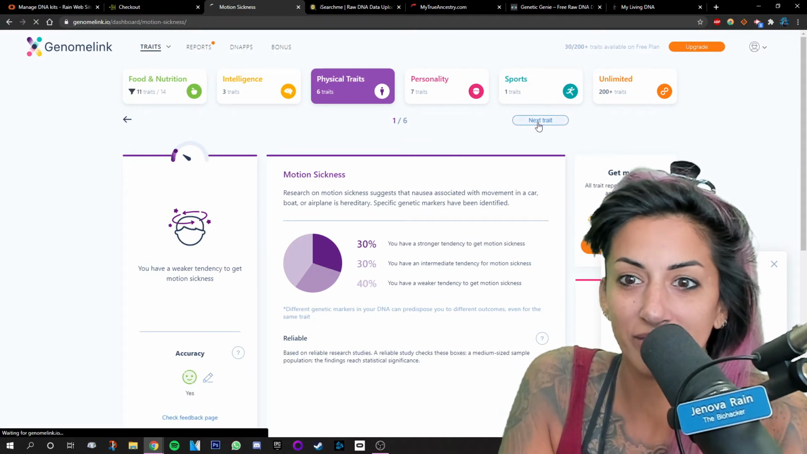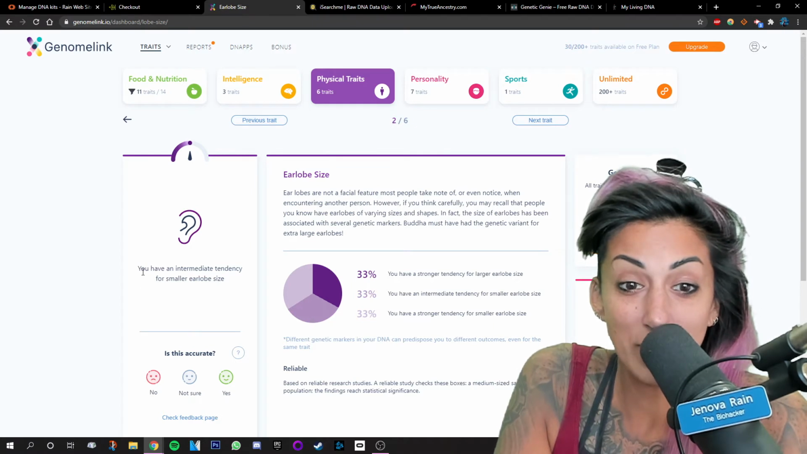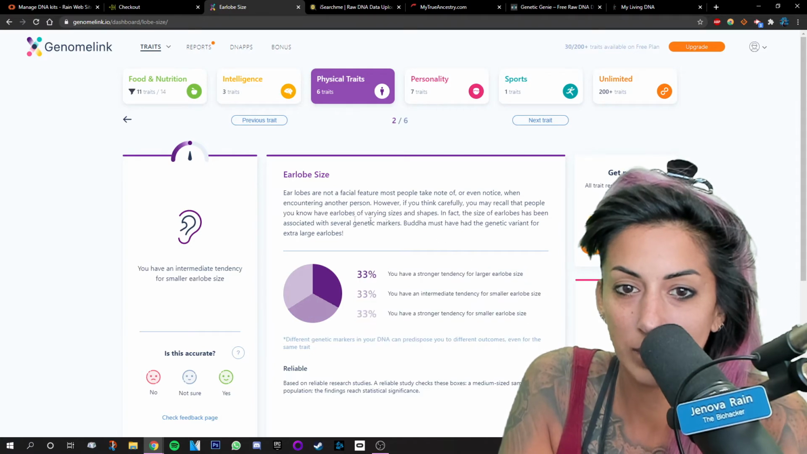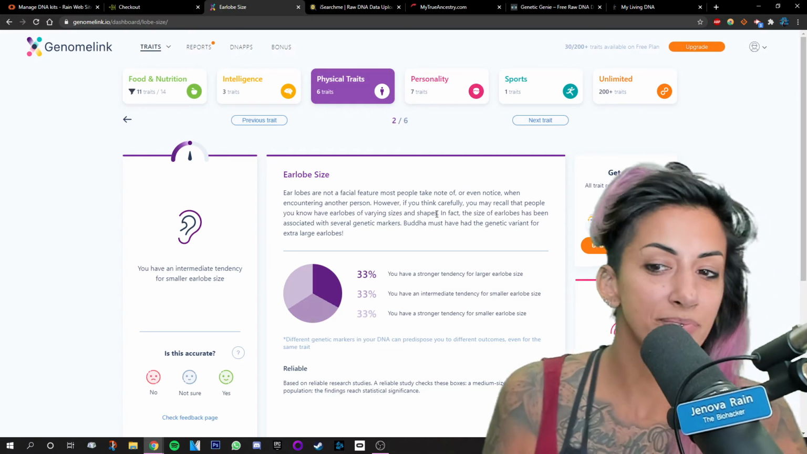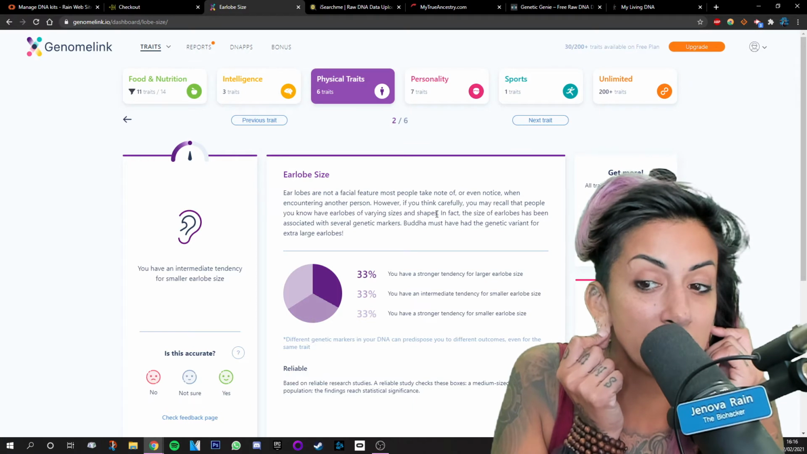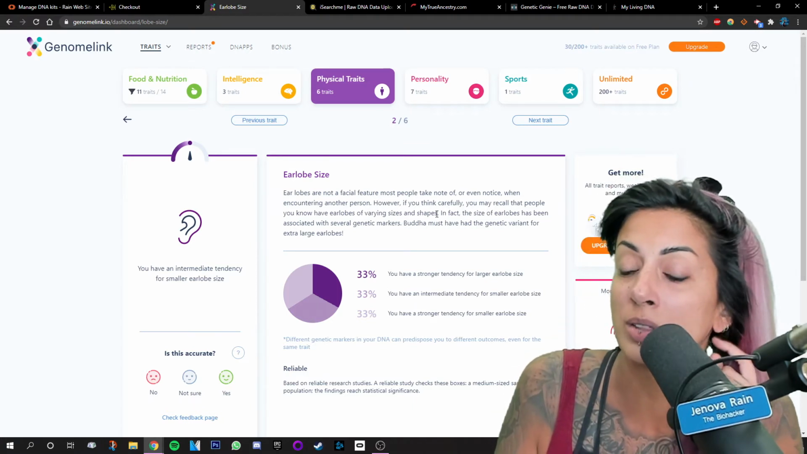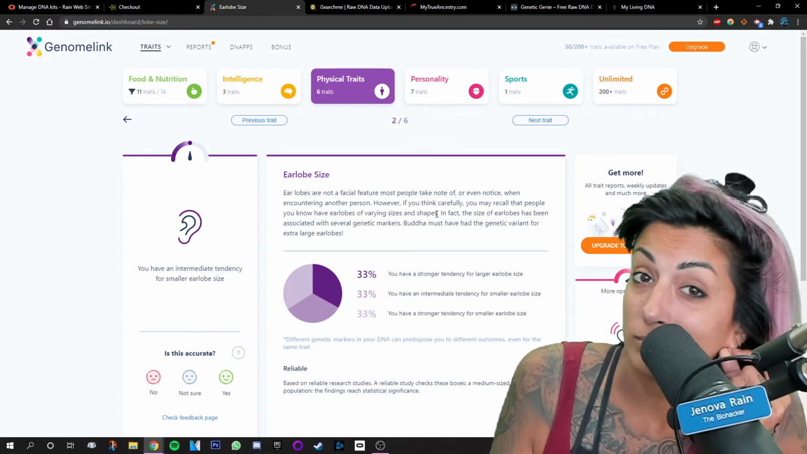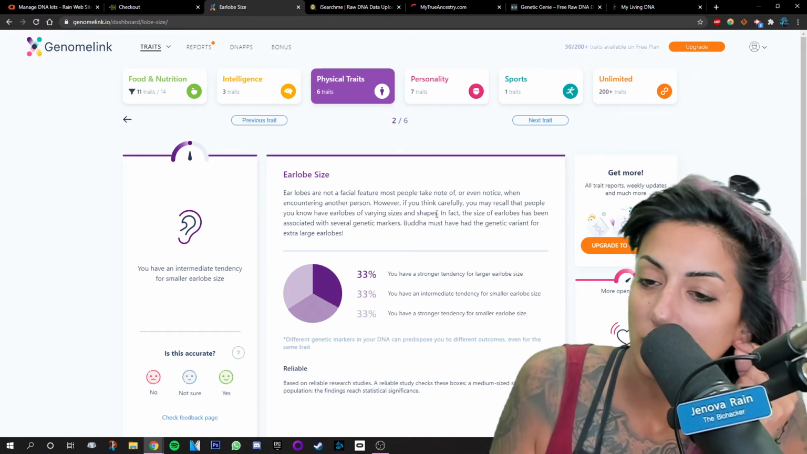You got one. Next. Earlobe size. You have an intermediate tendency for smaller earlobe size. Well, I stretched mine as a teenager. I had stretches, and you can see I've got tiny little lobes. I can't wear earrings in these because they just go straight through. I can wear other rings and dangly things in there, but I just tend to not put them in. So there's an excess of skin here, which can be removed.